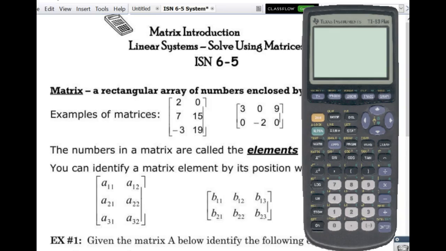So there's one more way to solve systems of equations. So we solved by graphing, we solved by substitution, and we solved by elimination, and now we're going to do it on the calculator, and you're going to like this the best.